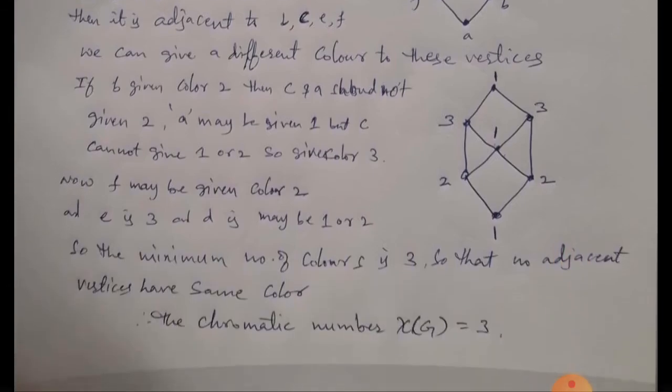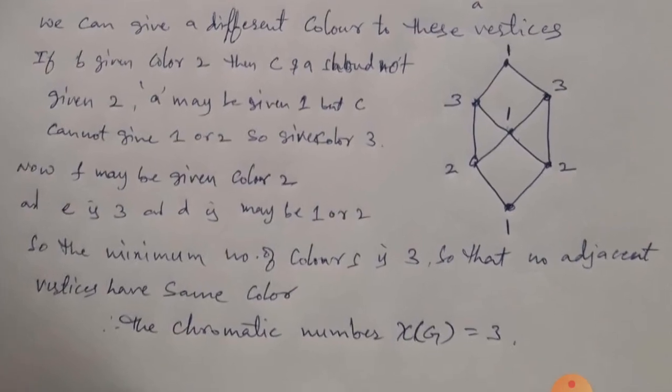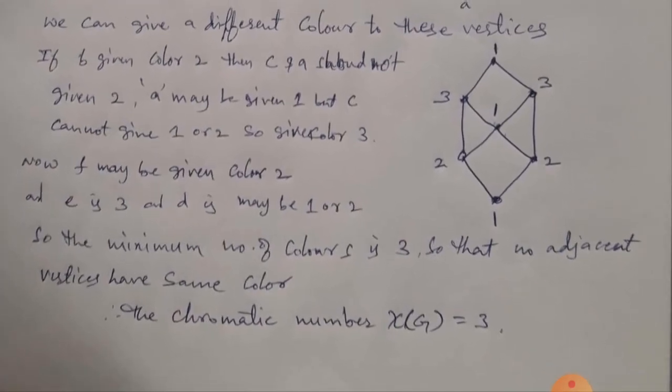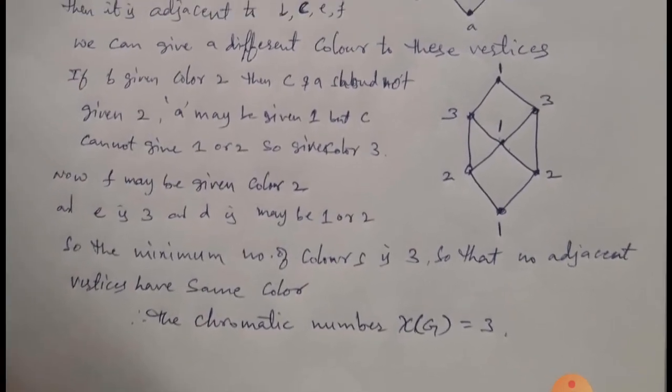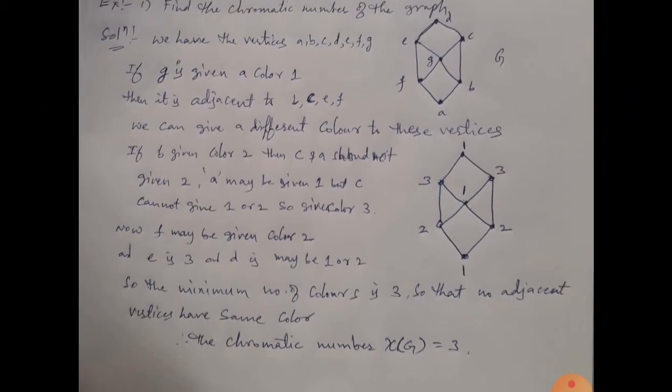So like this we have to give. Then the minimum number of colors given is called the chromatic number for that graph. So clearly we mentioned here.